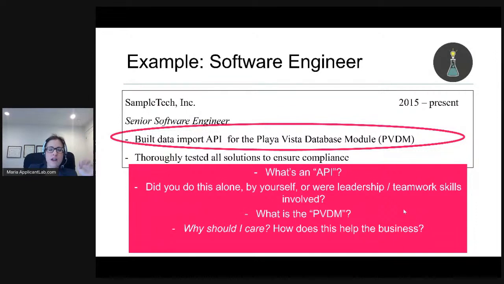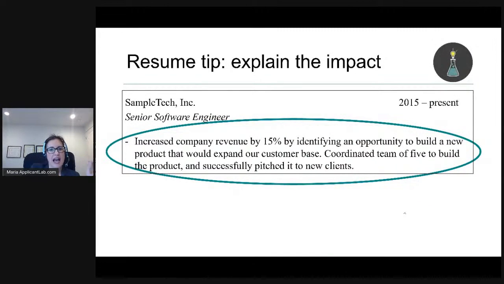And not to be rude, but at the end of the day, why should I care that you built an API? So what? How does the API thing help the business? How is the business better off because you spent your precious time doing this? So here's how you need to do this. You need to start your bullet points on your resume by explaining the impact that your project or accomplishment had. So start the bullet point by answering the question, so what? So what? Well, I'll tell you, so what?